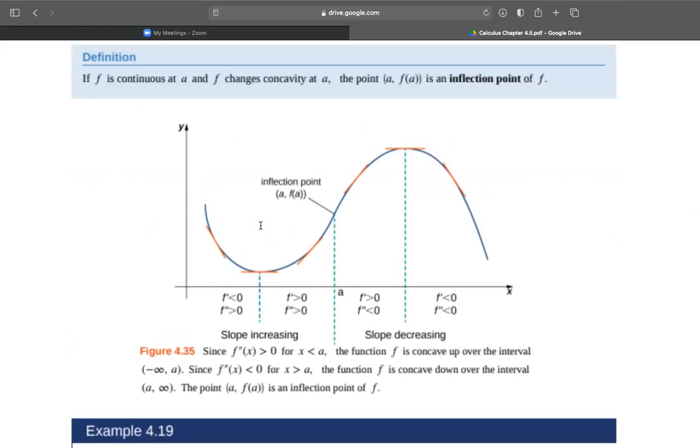So this is an example. So f double prime positive, you see, for x less than a in this picture. If x is less than a, then f double prime is positive. That means f is concave up. For x bigger than a, f double prime is negative. That means f is concave down. And when the sign of f double prime changes, either from negative to positive or from positive to negative, doesn't matter, then that point is an inflection point. So in this big picture, x equal to a is an inflection point. Okay?